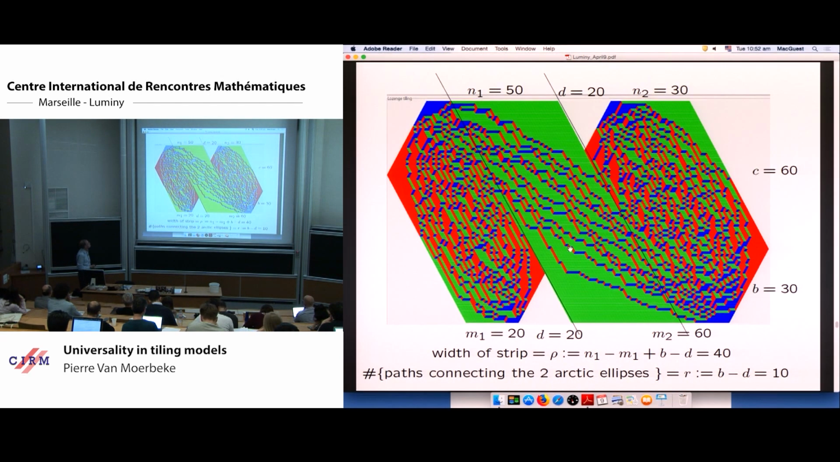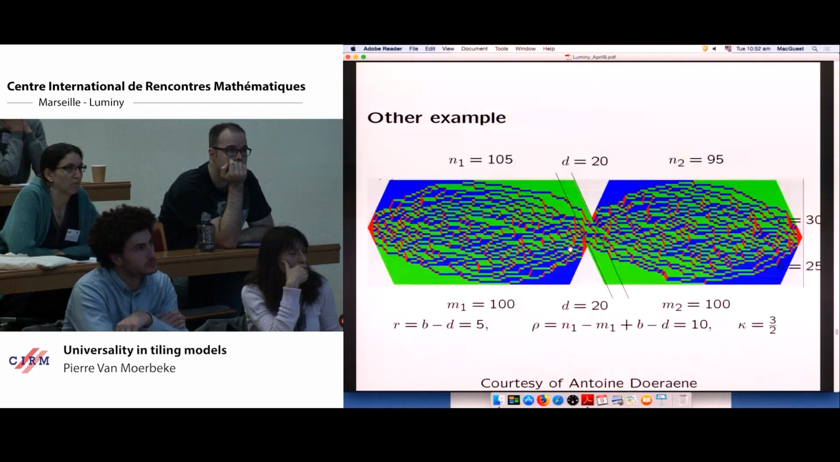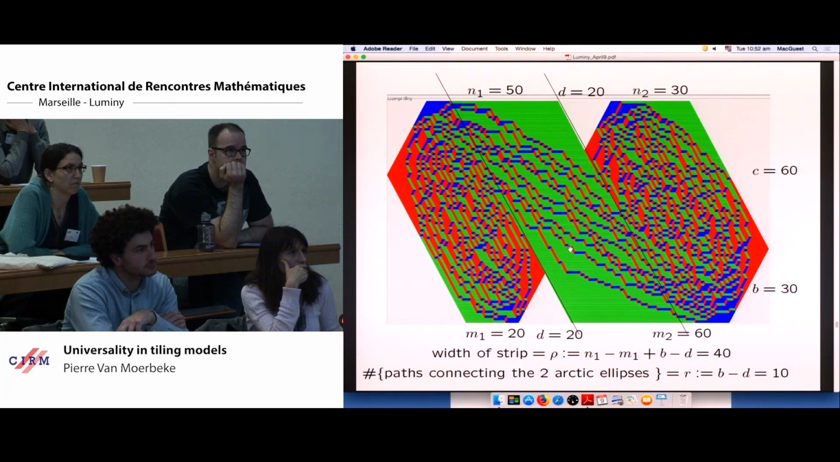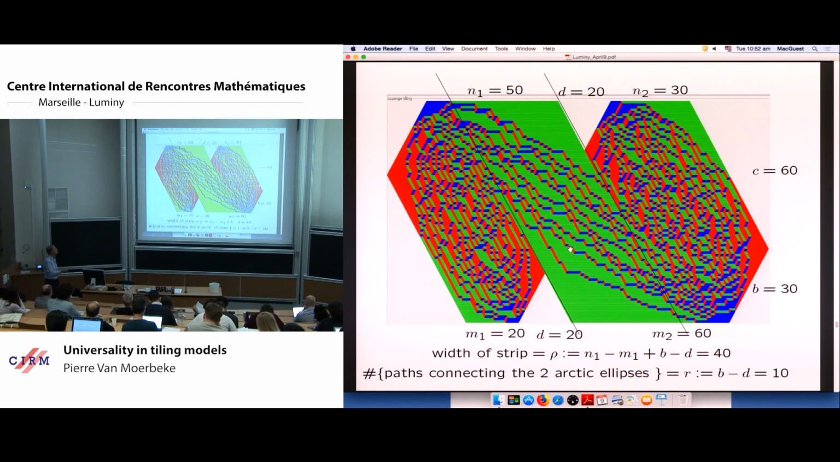And I'd like to show you some simulation, which also made very nice pictures made by Antoine. This is your hexagon here. You have the 2 indentations. What you find is, in fact, something like that. You have an Arctic ellipse here, and another Arctic ellipse there. And then you have paths which are going from one ellipse to the other. You sort of have filaments. And the number of these filaments is exactly equal to that number r which I mentioned before.